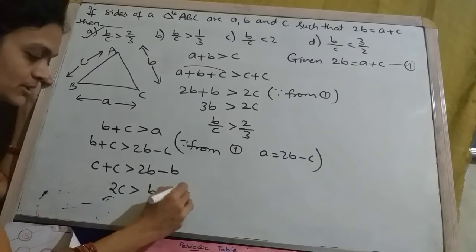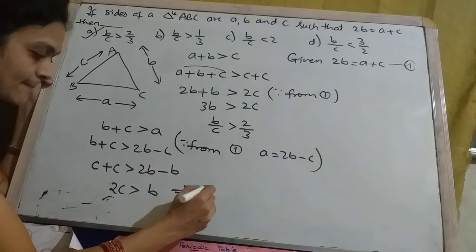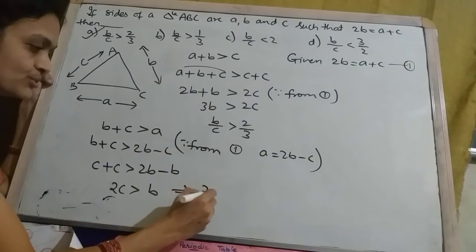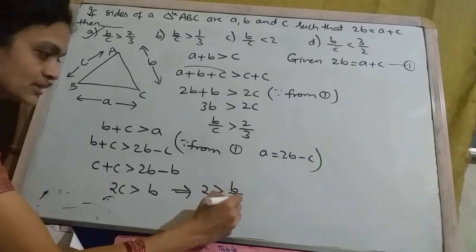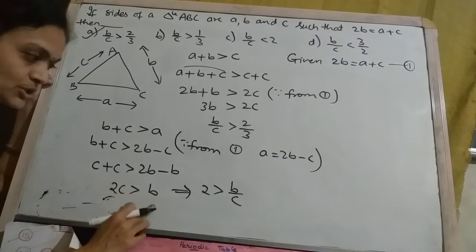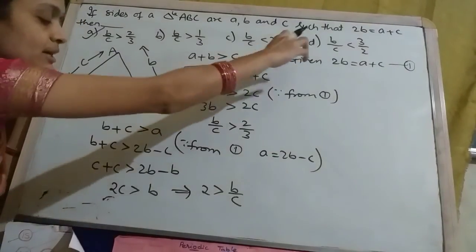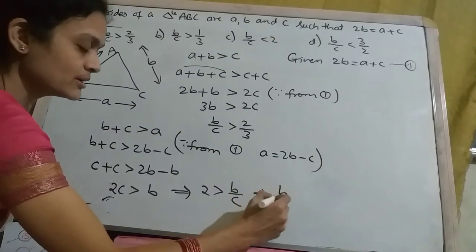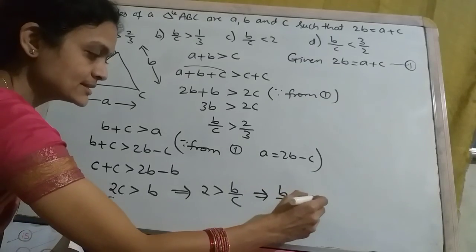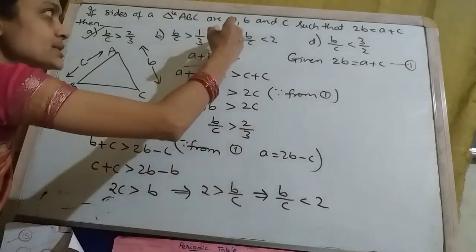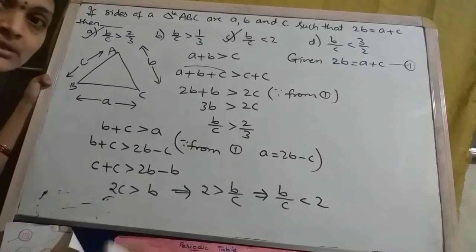So then what you get here? b by c, no? So 2 is greater than b by c. You take c to this side, into the division part. But you want the less than form, so you write it as b by c is less than 2. So the third option, the c option, is correct.